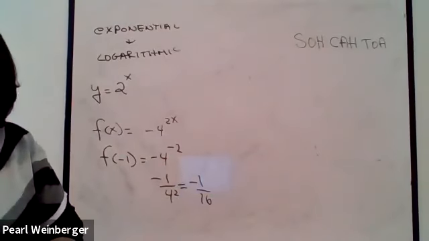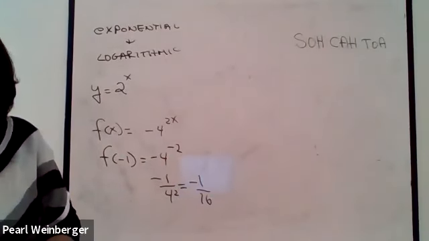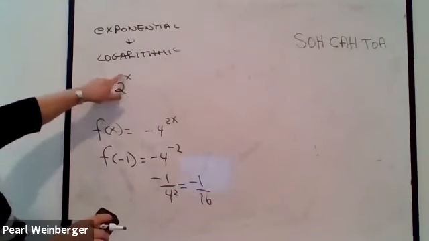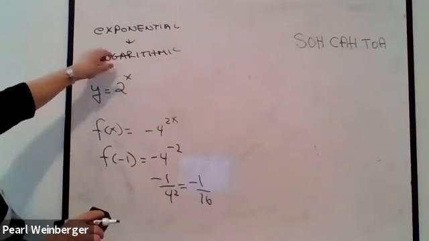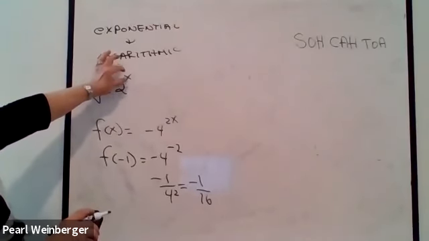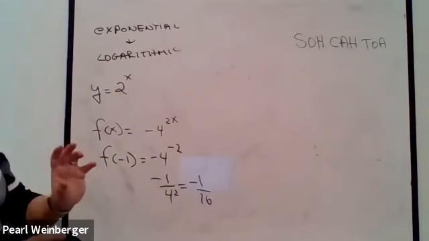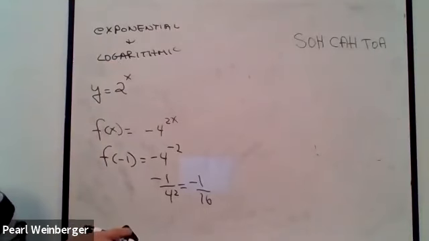So when you're dealing with exponential functions or exponential equations, you're going to know what the base is. Your variable is going to be in your exponent, but your base will have to be a positive number. We can't use bases that are negative.